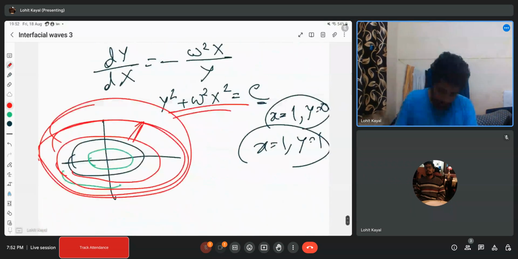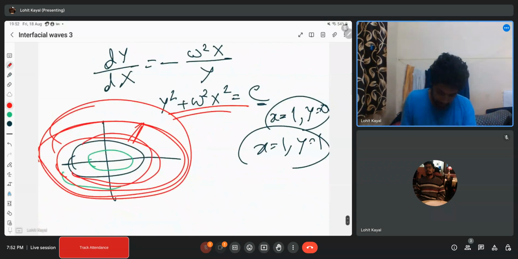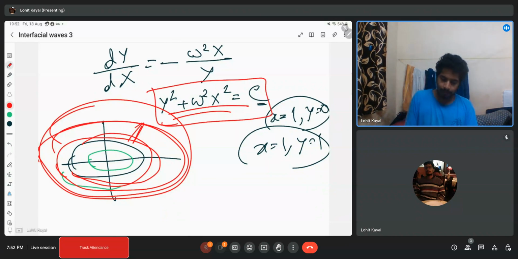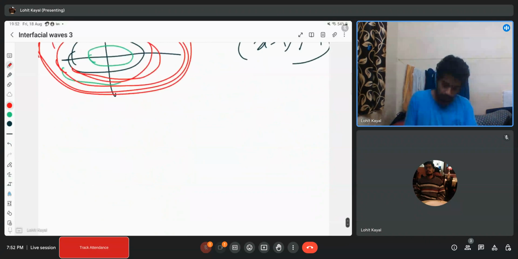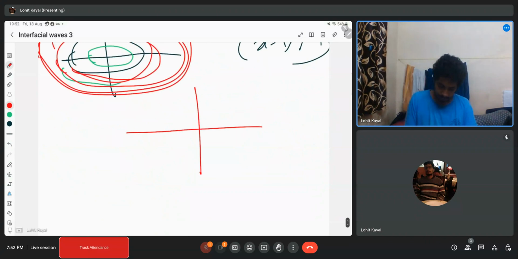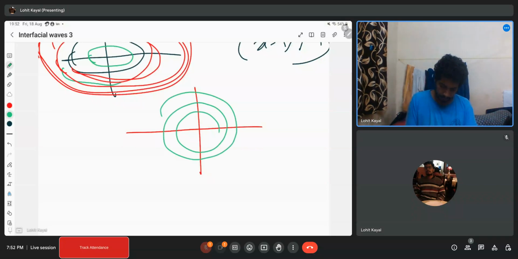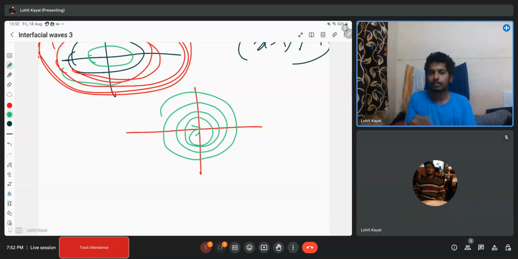Now you have a system like this, and you can see that this is a simple harmonic oscillator. For a simple harmonic oscillator, you get the equation of this ellipse. Now suppose you have an equation like this. It is spiraling and it is going inward. Think physically, what is the case?